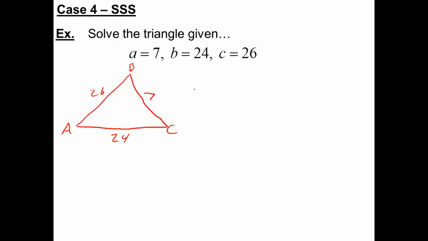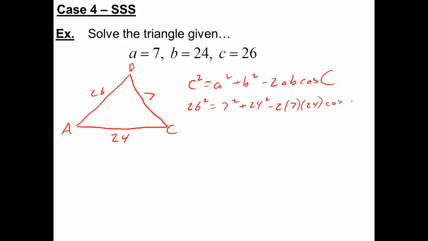Remember, I'm going to go back to just the original formula. If I'm looking for angle C, I'm going to start by writing the formula: side C, C squared equals A squared plus B squared, minus 2AB cosine angle C. Remember, angle C is what I'm actually looking for. Now from here I can just plug in the numbers. 26 squared equals 7 squared plus 24 squared minus 2 times 7 times 24 cosine C.